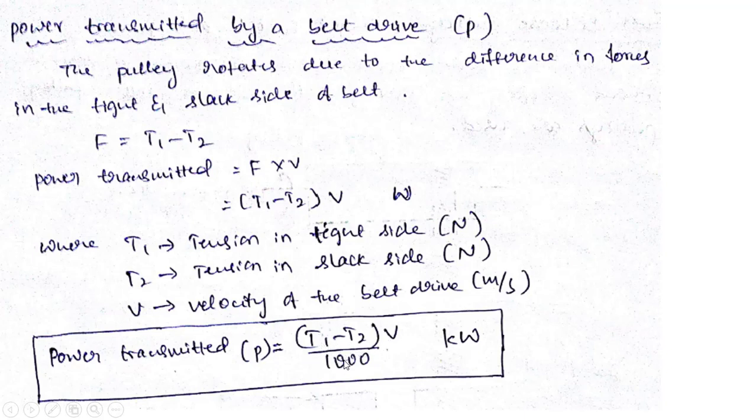If you divide this by 1000, it will give the power in kilowatts. And if you don't divide by 1000, simply write it as T1 minus T2 into V in watts. So this is the formula to calculate power transmission. The numericals on this will be very simple. They may ask about the velocity ratio, or they may ask to calculate the power transmitted, the angle of contact, all these things. Very simple. We'll take up the numericals later. So remember these formulae, which are very, very important. I think this is enough for today's class.